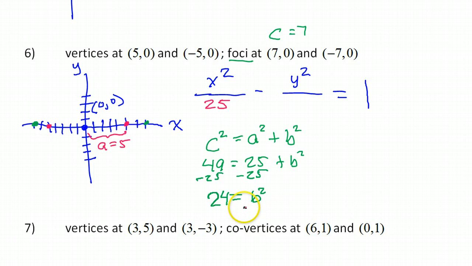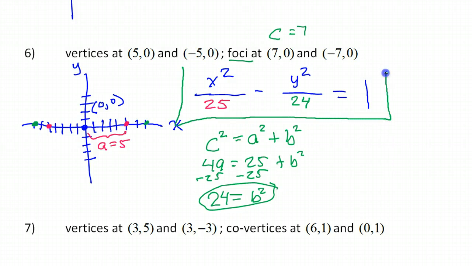Now I'm not going to take the square root because I don't care what b is, okay? We're just trying to write this equation, and this equation has b squared in it. So all we care about is b squared anyway, and we have it. B squared is 24. Okay, so we'll just go ahead and put our 24 down, call it a day. So this is the answer to number 6.